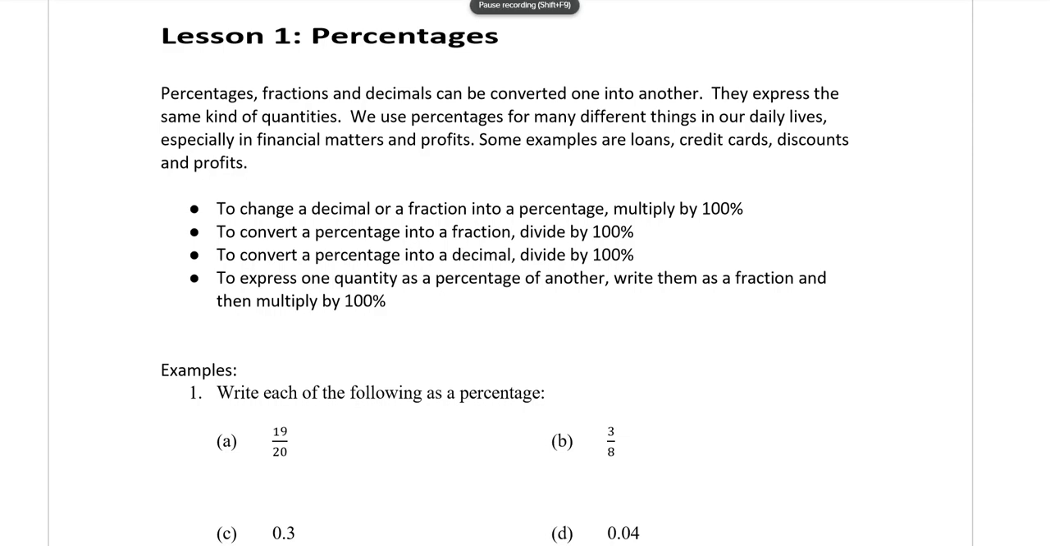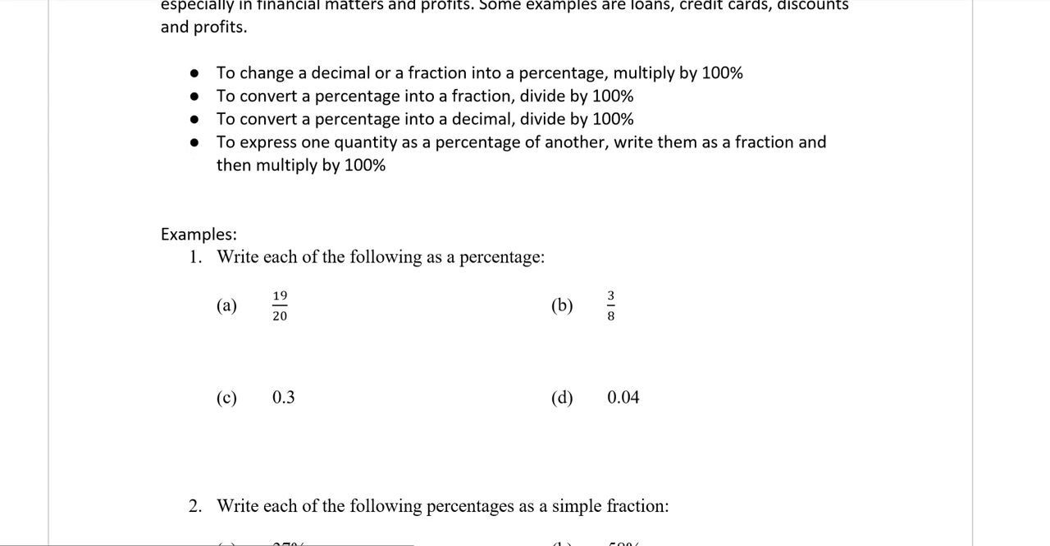Hello, Year 8. Today we are starting our lessons on financial mathematics, and we're going to be starting by learning more about percentages. Percentages, fractions, and decimals can all be converted into one another. They express the same kind of quantities, and we use these quantities in many aspects of our daily lives, especially in financial matters and profits. Some examples are loans, credit cards, discounts, and profits.